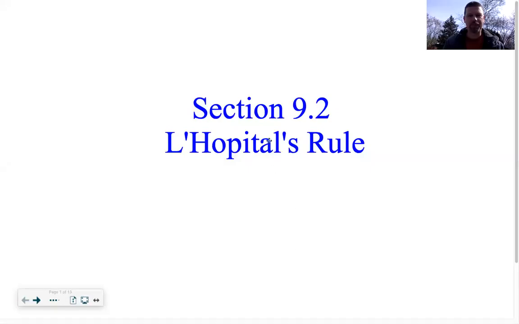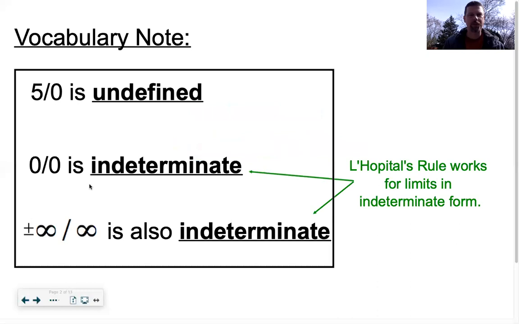Okay, welcome back. Section 9.2, L'Hopital's rule. We're actually learning something new today, so that should be interesting. L'Hopital's rule has to do with limits that end up in something called indeterminate form.